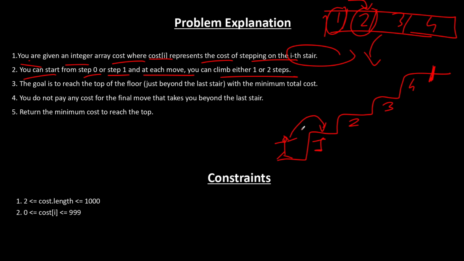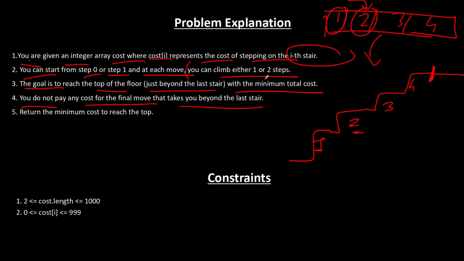You're just going to the adjacent step, right? Or you could say step 1. Step 1 means from here you directly start from here. So either you can start from here or you can start from here. These are the two ways you can start. And your goal is to reach the top of the floor just beyond the last stair with the minimum total cost. You do not pay any cost for the final move that takes you beyond the last stair.